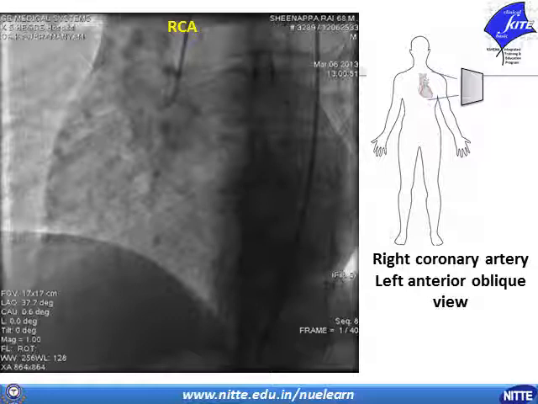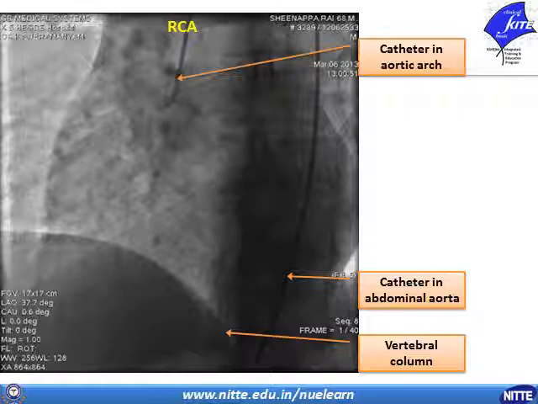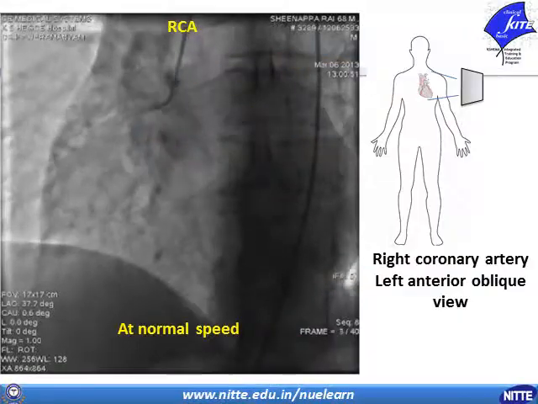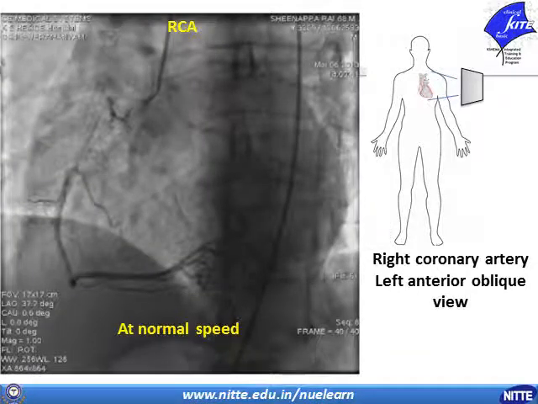This is a coronary angiogram of the right coronary artery, which has been obtained more or less in the same view as the previous angiogram, a left anterior oblique view. One can identify the vertebral column, the catheter in the abdominal aorta, the catheter in the aortic arch, and the tip of the catheter now in the right coronary sinus. Take a look at this angiogram at normal speed, a right coronary artery angiogram at normal speed.